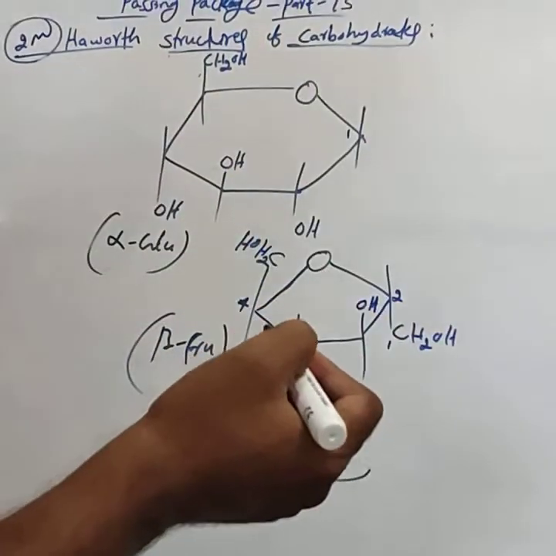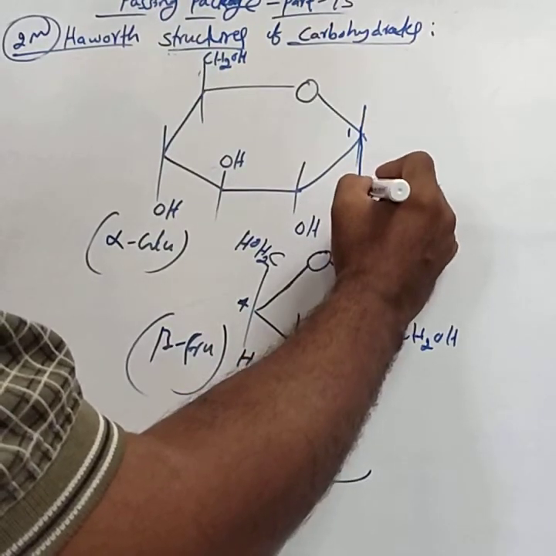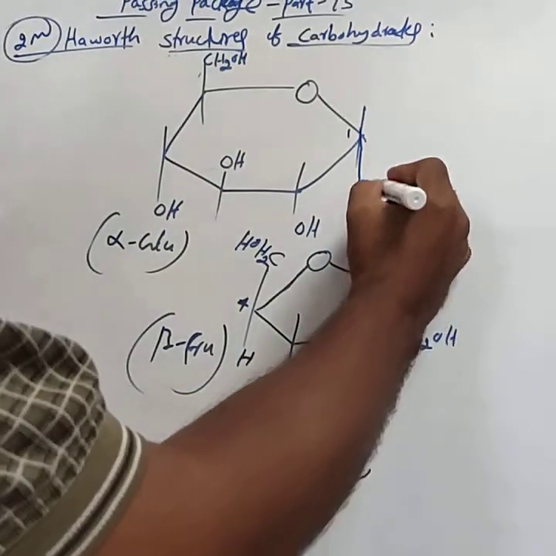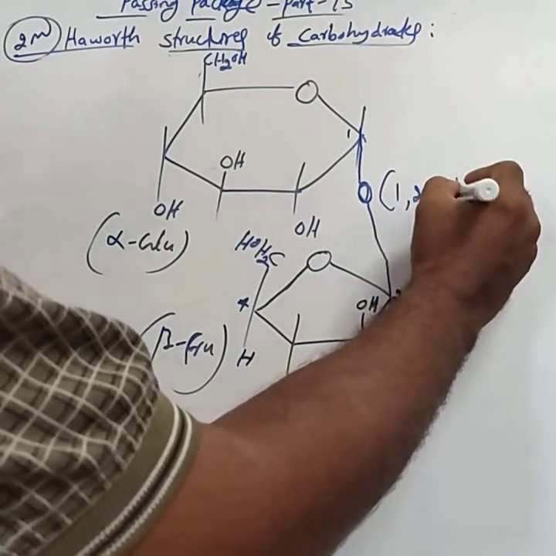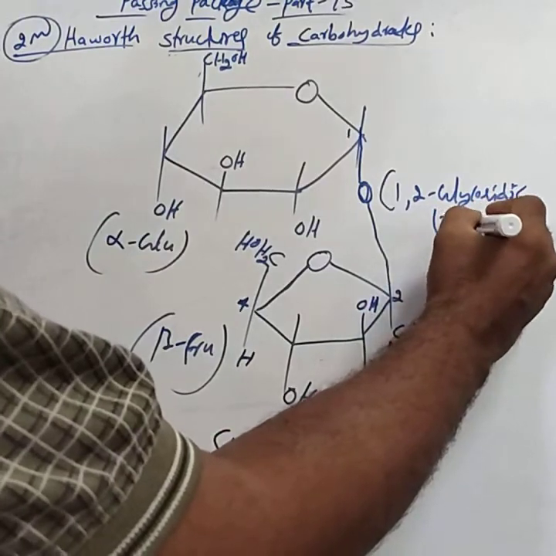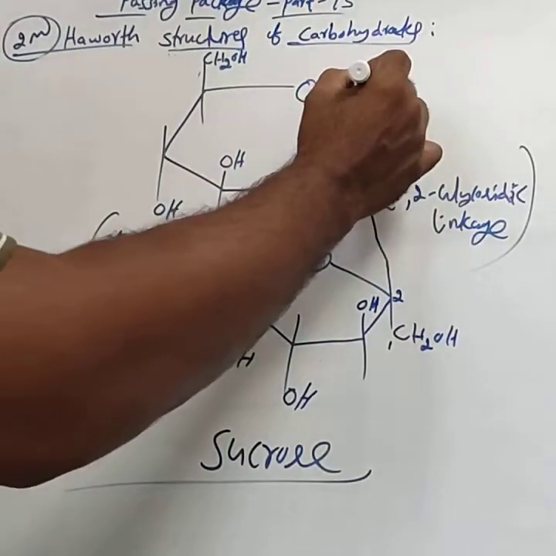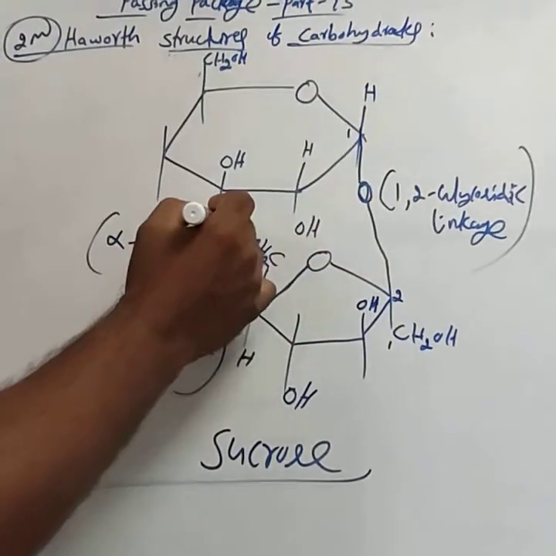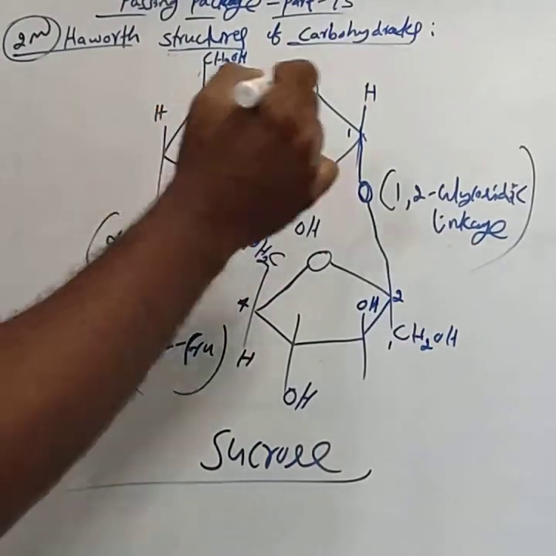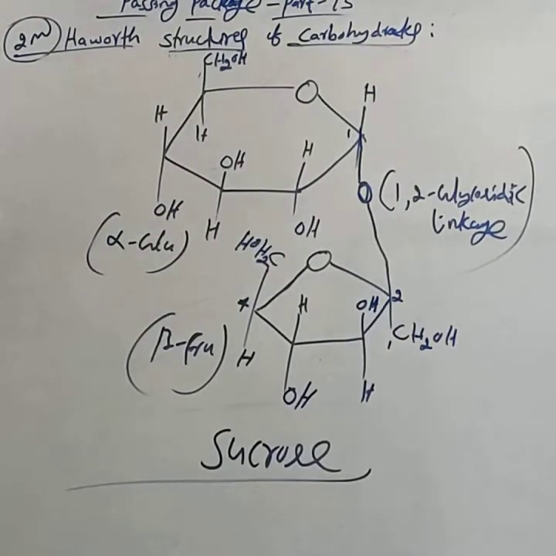They undergo condensation. Condensation means removal of water, and it forms the glycosidic linkage. This linkage is called a 1,2 glycosidic linkage. This is about the Haworth structure of sucrose. Then all the remaining corners are hydrogen atoms only. This is about the Haworth structures of the disaccharides.